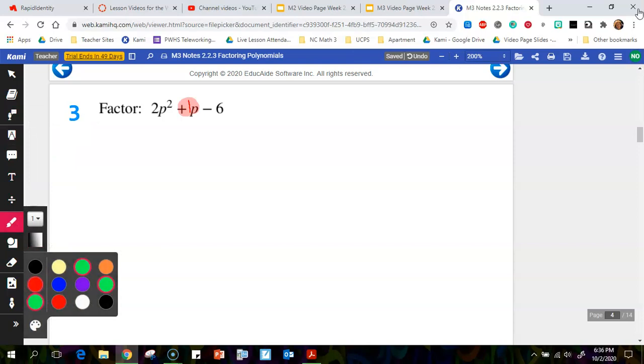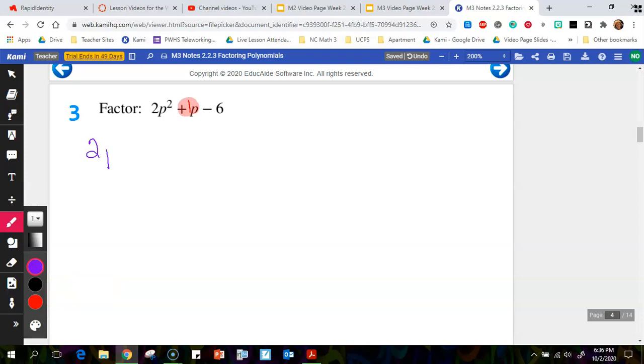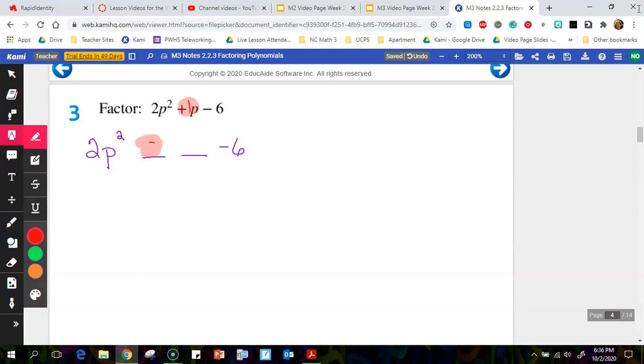Okay. So what we're going to do is the first thing we want to do is rewrite this polynomial. And we're going to end up putting 2 numbers in there. And I don't know whether it's going to be plus or minus yet, so we're going to leave that blank. And then this is going to be a minus 6 right here. Okay. So we're going to end up splitting that 1p into something here and something here. So we're going to come back to that.